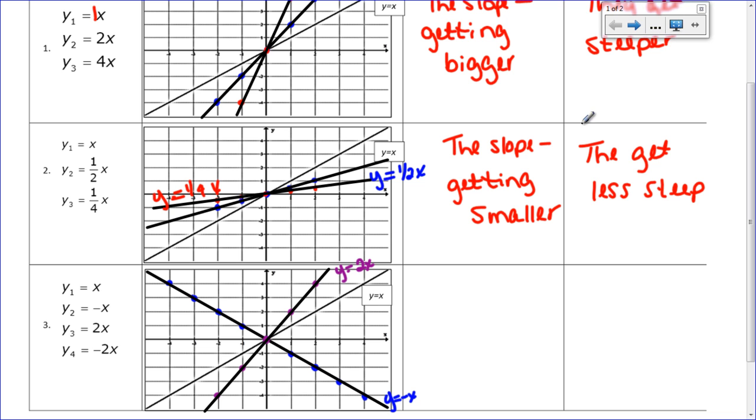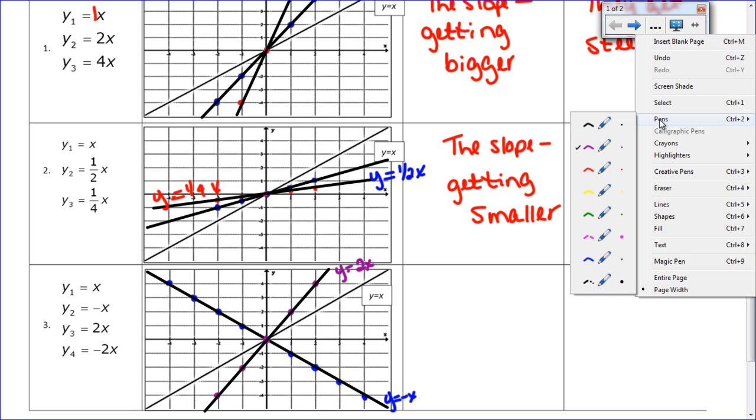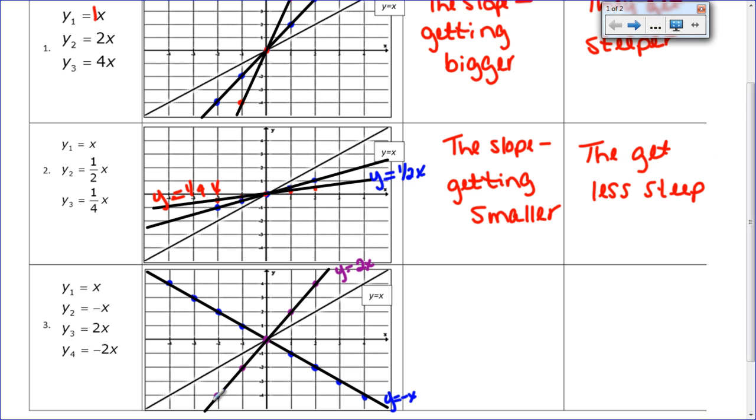And then the last one that we have here is the y equals -2x. And so what's going to happen is I'm going to take my y equals 2x, and all of those are going to now change signs. So the 0, 0 stays the same, but the 2, 2 becomes negative.